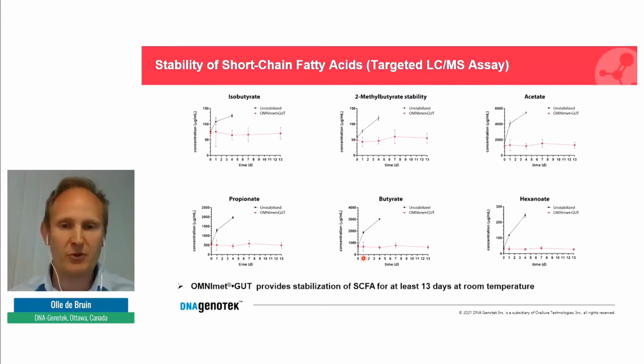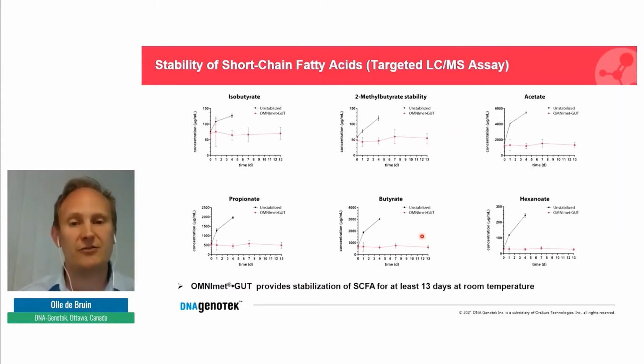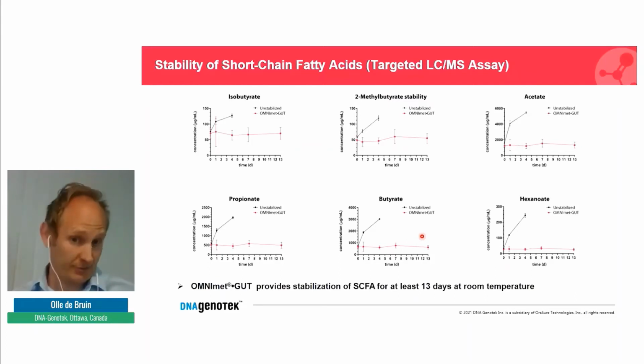One example is butyrate. We collected into OMNImet.GUT, held the samples for up to 13 days at room temperature and determined the concentration at 0, 1, 4, 7, and 13 days. And we can see then that the concentration of butyrate remained unchanged for the entire time of the experiment. So at least 13 days of room temperature stability for the short-chain fatty acids.